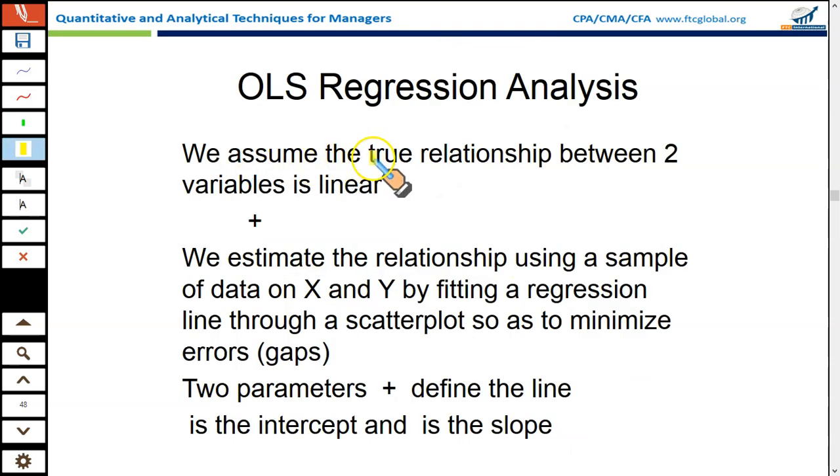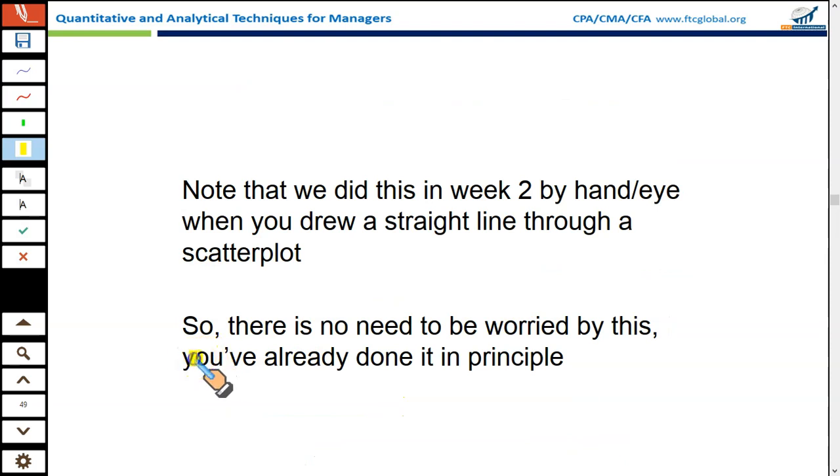So we further assume that the true relationship between two variables is linear and positive. We estimate the relationship using a sample of data on x and y by fitting the regression line through scatter plots so as to minimize the errors or gaps. We'll discuss that shortly. Two parameters define the line, with beta 1 being the intercept and beta 2 being the slope. You have already done it in principle.